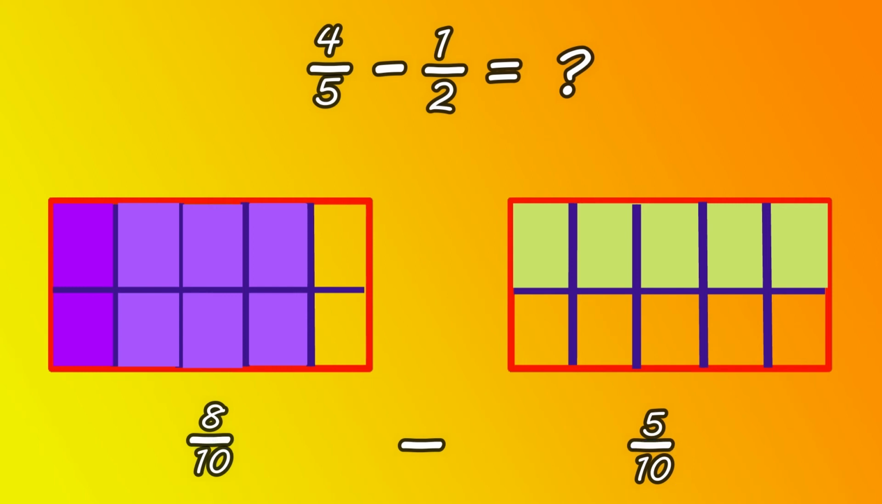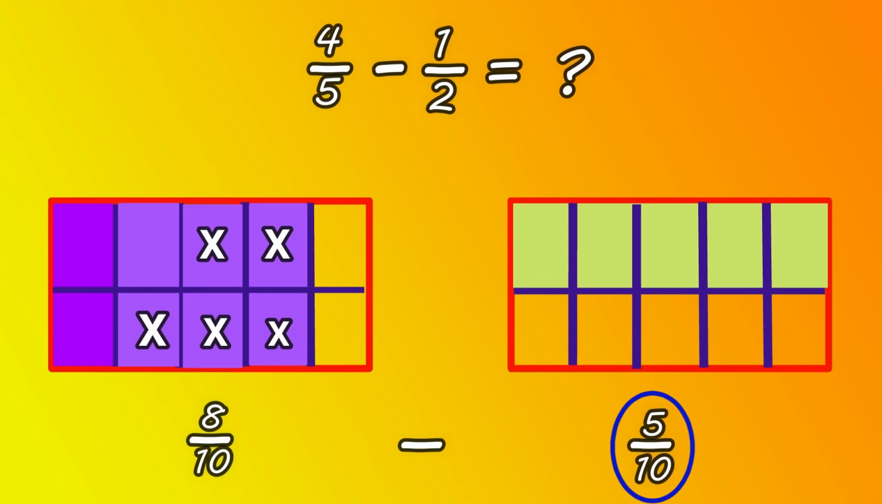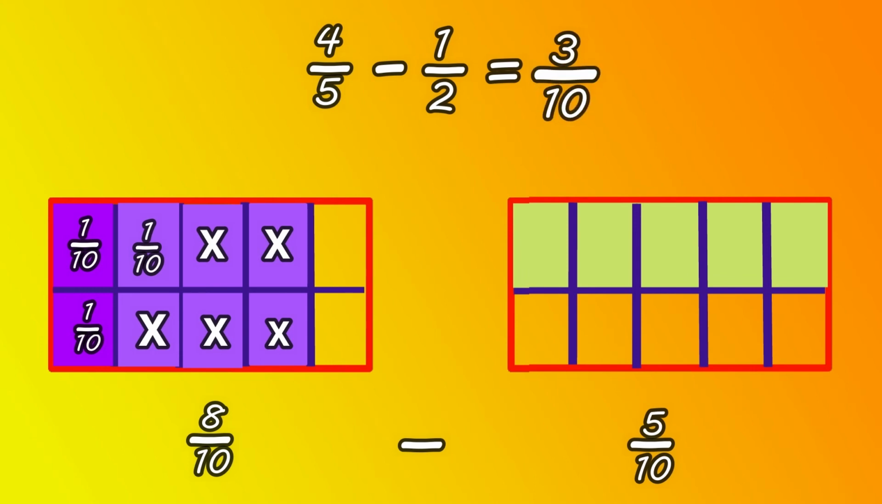We need to subtract or take away the 5/10 region from 8/10. I will cross out or put an X to show 5/10 is taken away from 8/10. Count the remaining shaded parts in 8/10. Thus, 3/10 is the difference of 4/5 minus 1/2.